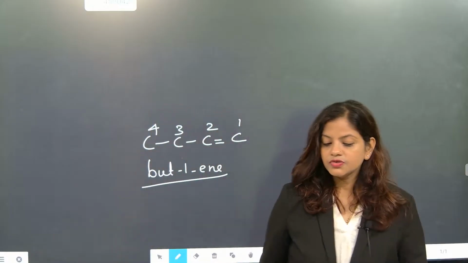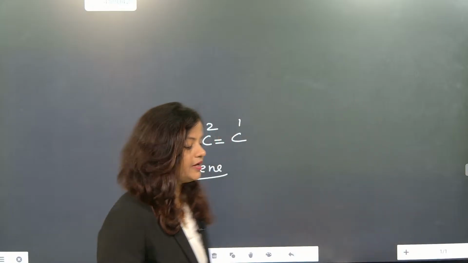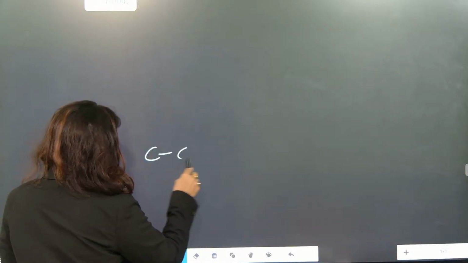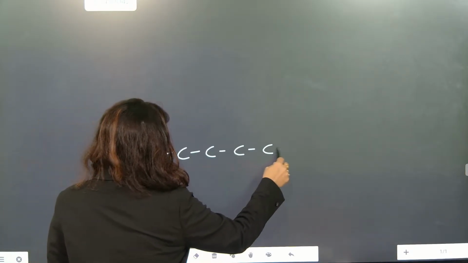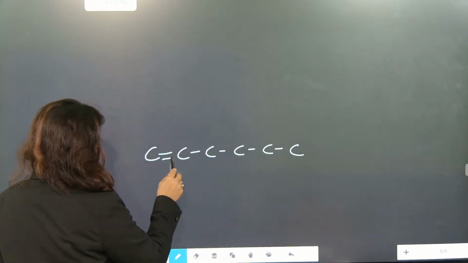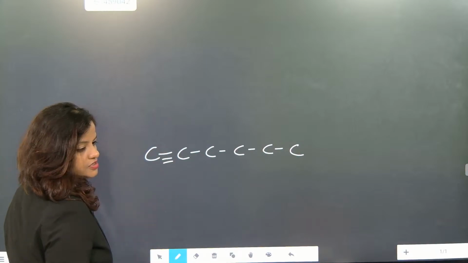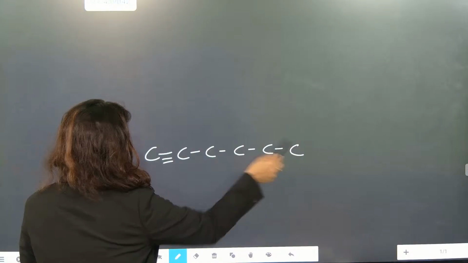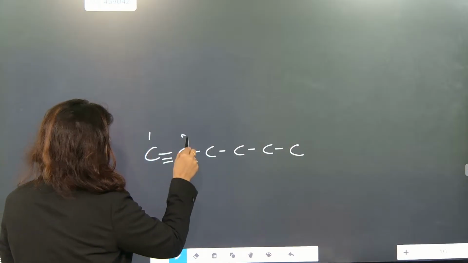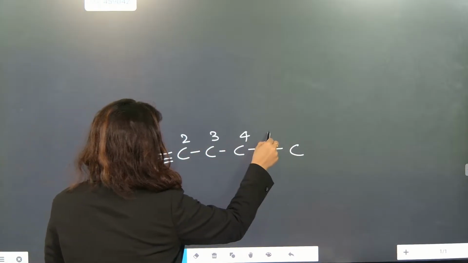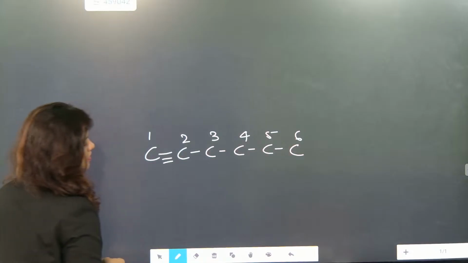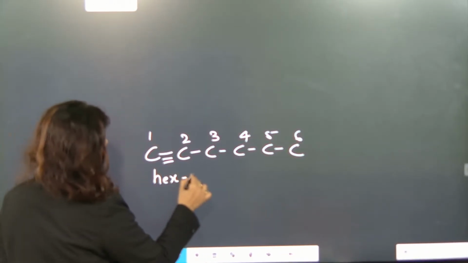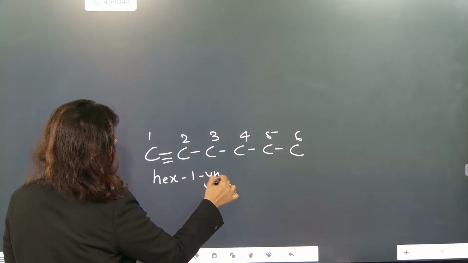Yes. So now but-1-ene. If somebody gives you like this, in this location, if they give you a triple bond, what are you going to write? Methane, ethane, propane, butane, pentane, hexane. So from here, we will start 1, 2, 3, 4, 5, 6. So here, what are you going to write? Hex-1-yne.